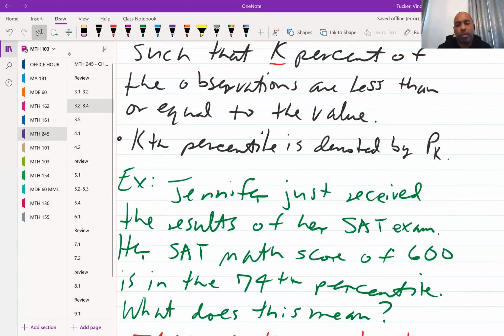So here's an example that talks about percentile, just to make sure we have an understanding. It says Jennifer just received the results of her SAT exam. Her SAT math score is 600. Her SAT math score of 600 is in the 74th percentile. What does this mean?